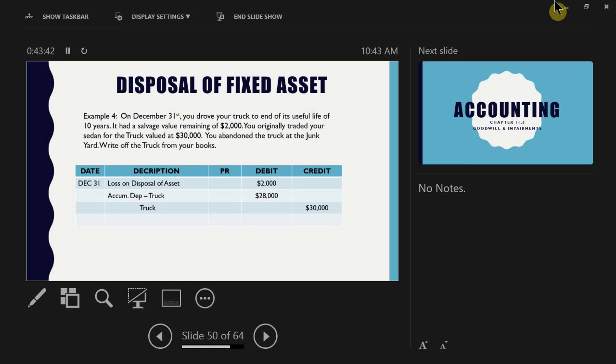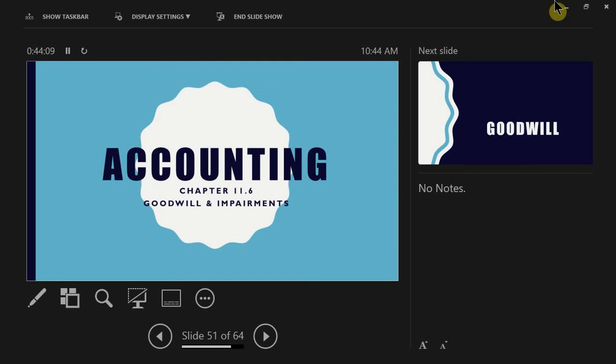There's no money I'm getting out of it. I'm not trading it for anything else. I'm just abandoning it and taking it off my books. And this is how you do it. You simply debit your loss, you debit the accumulated depreciation, and you credit your fixed asset. Pretty straightforward. Okay? So that was the first section there.